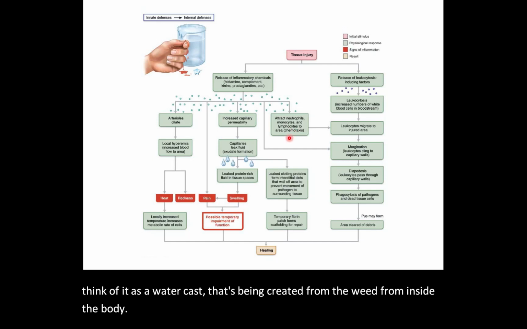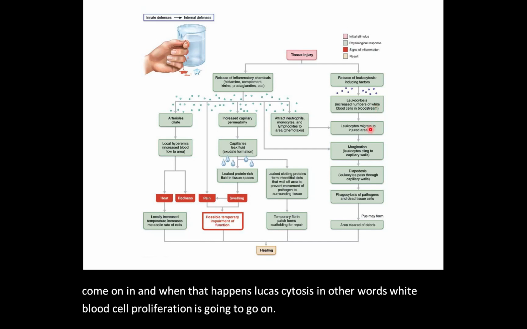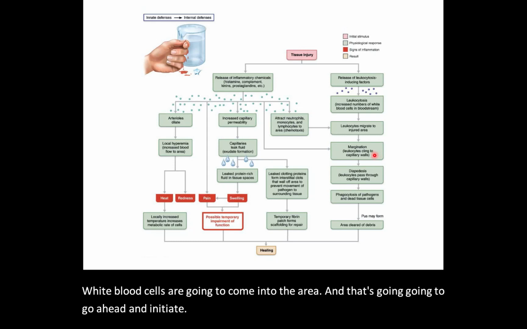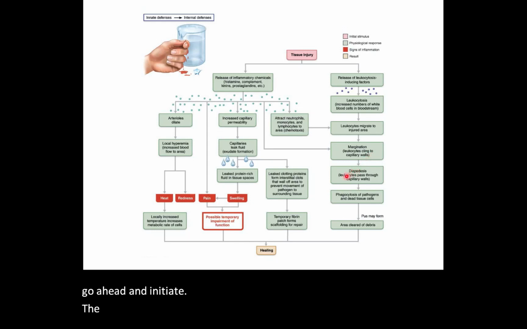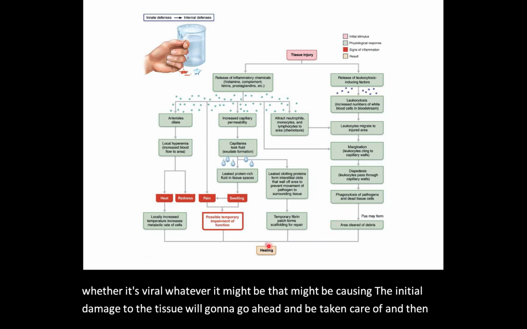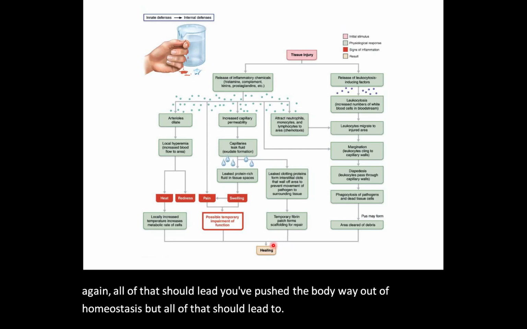And then again, neutrophils, monocytes, and lymphocytes are all going to come on in. And when that happens, leukocytosis, in other words white blood cell proliferation, is going to go on. White blood cells are going to come into the area, and that's going to initiate the cleanup, the attacking of, the destruction of any kind of cell that does not belong there. So whether it's damaged tissue, whether it's bacteria, whether it's viral, whatever it might be that was causing the initial damage to the tissue will be taken care of. And then again, you've pushed the body way out of homeostasis, but all of that should lead to healing within that tissue.